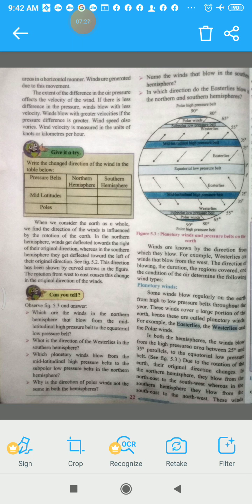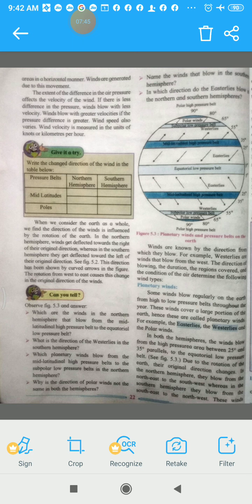So have you all understood this? Please remember, the change is caused due to the rotation of the earth from west to east. So winds are changing their direction due to the rotation of the earth.